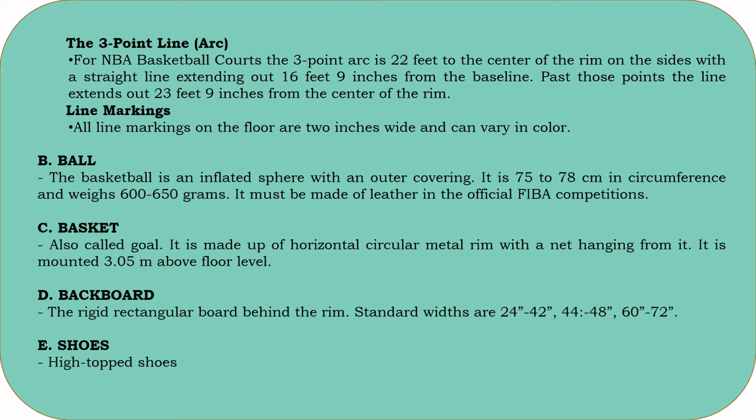And of course, the basket, also called a goal, made of horizontal circular metal rim with a net hanging from it. It is mounted 3.05 meters above floor level. And of course, we have the backboard, the rigid rectangular board behind the rim, and of course, the shoes used by the basketball player.